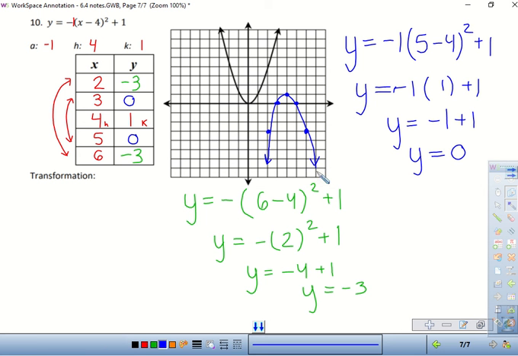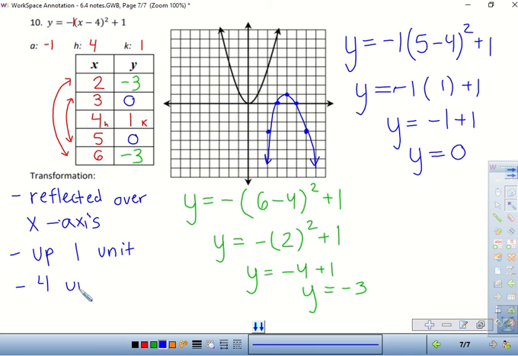Okay, so listen. It did the switch thing. It flipped. It reflected over the x-axis. It actually didn't shift down. It shifted up 1 unit. And then what direction did it go, to the right or the left? To the right. 4 units right.